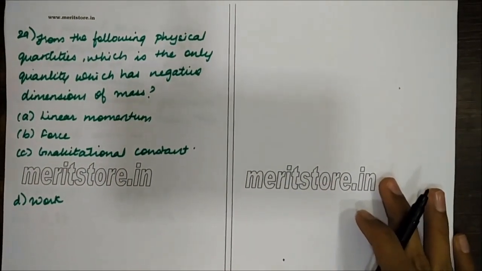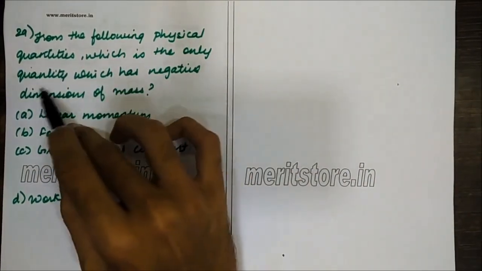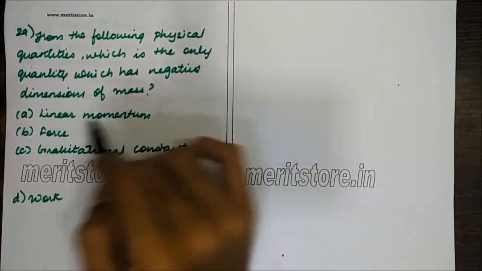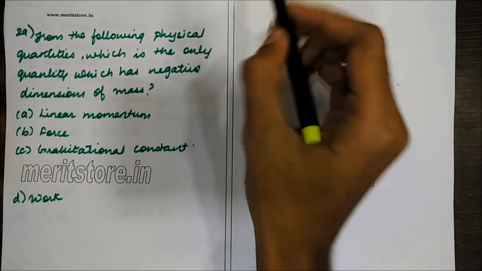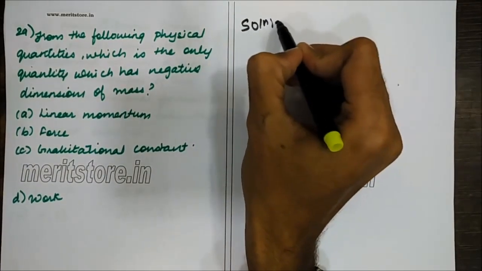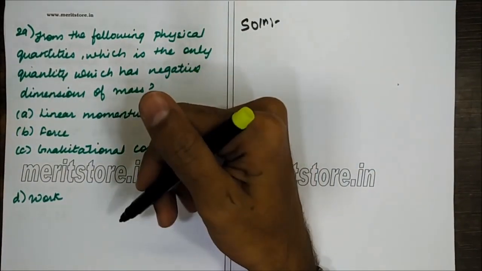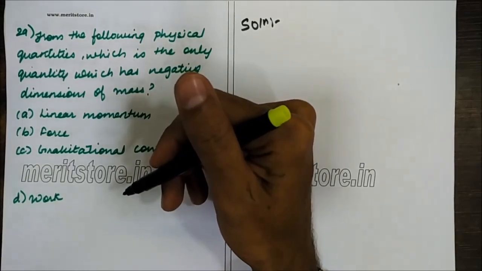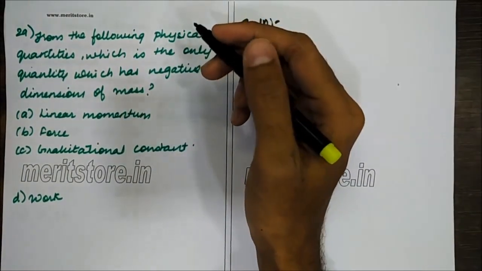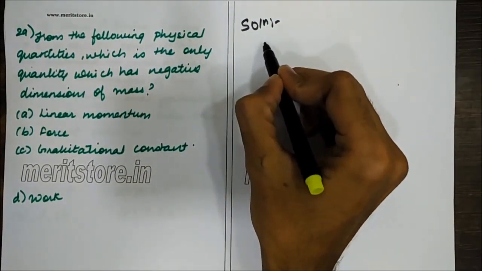From the following physical quantities, which is the only quantity which has negative dimension of mass: linear momentum, force, gravitational constant, or work? Okay, so we will be finding the dimensions for each of the four, and then we'll come to the conclusion which has a negative dimension for mass. So here we are talking about momentum.